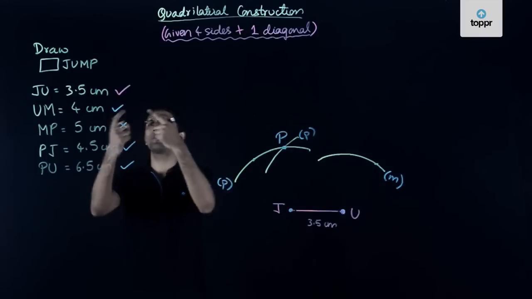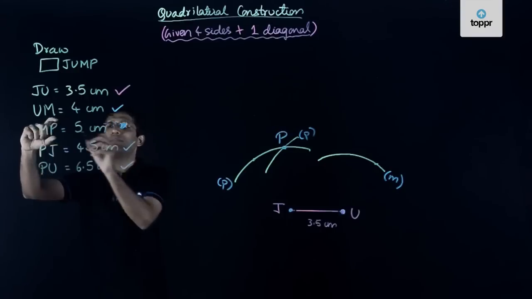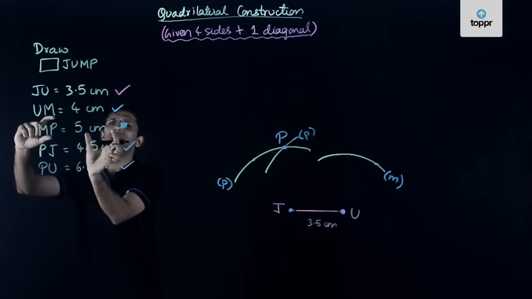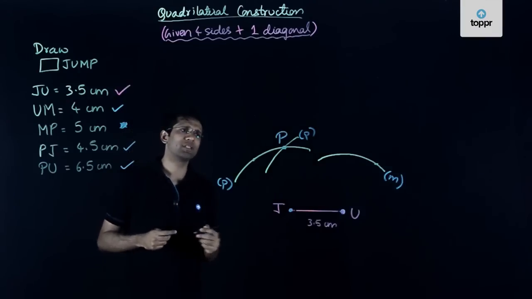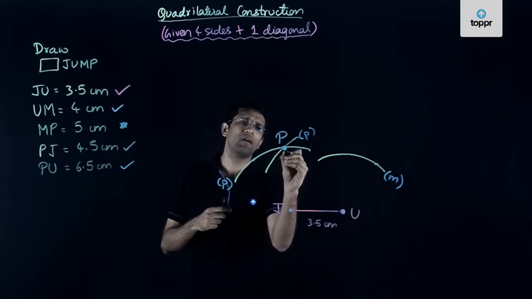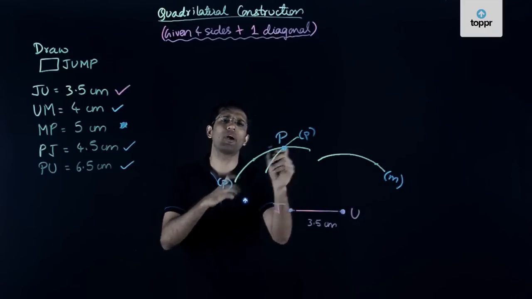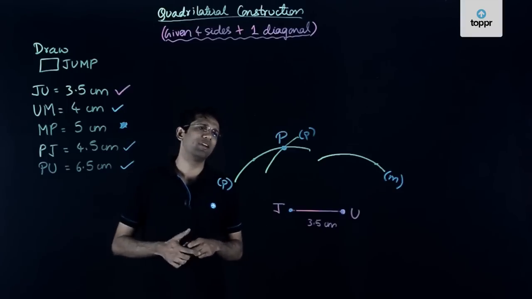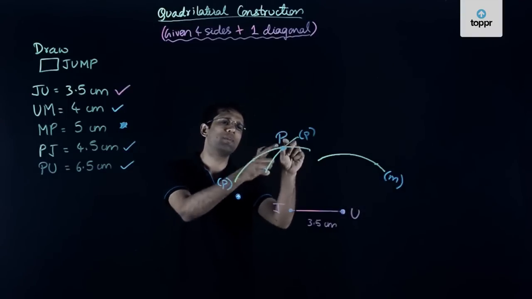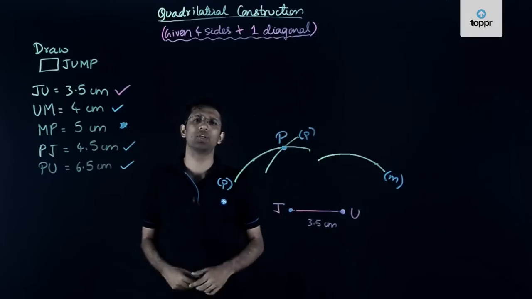So we will now come back to the piece of information that we haven't used yet. I note that PM is equal to 5 centimeters, and so points M and P are 5 centimeters apart. In other words, I know the position of point P and I have to find the position of point M, which is 5 centimeters away from point P. So what will I do? Well, I will do the same old trick. I will take my compass and place it at point P and then take a radius of 5 centimeters and draw an arc. So let's do that.